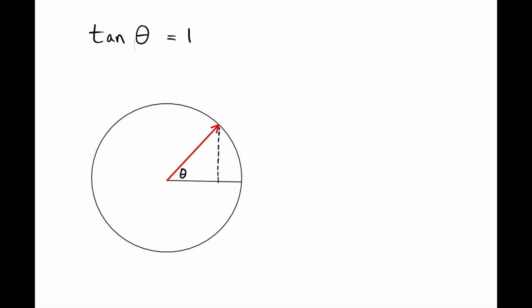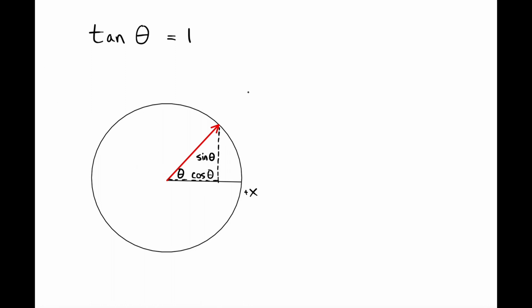I'm going to solve the equation tan theta equals 1. What I've drawn here is a unit circle with an angle theta that the red vector makes with the positive x direction. In this situation, the height of the arrowhead off the axis would be referred to as sine theta. And the base of this triangle would be called cos theta. That's how far to the right the arrowhead is from the origin.